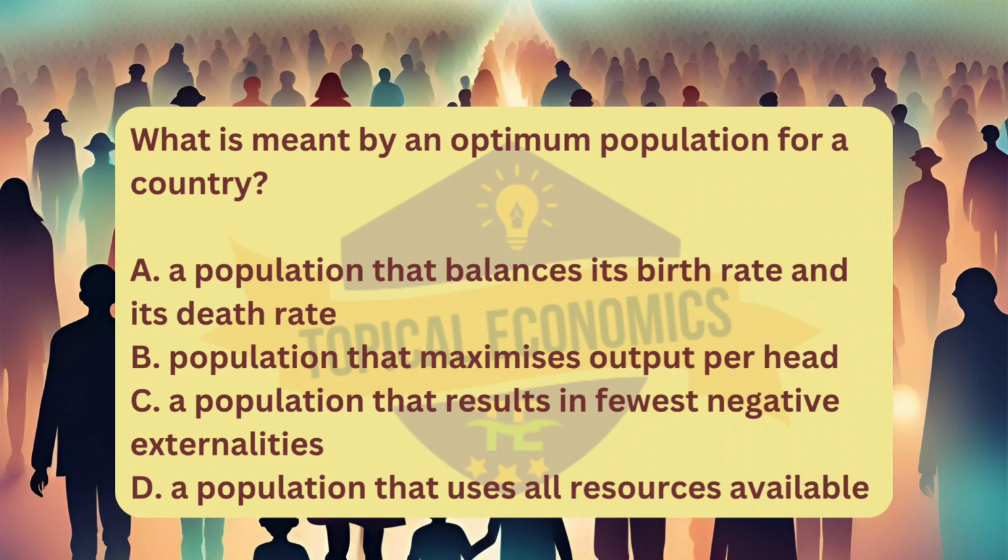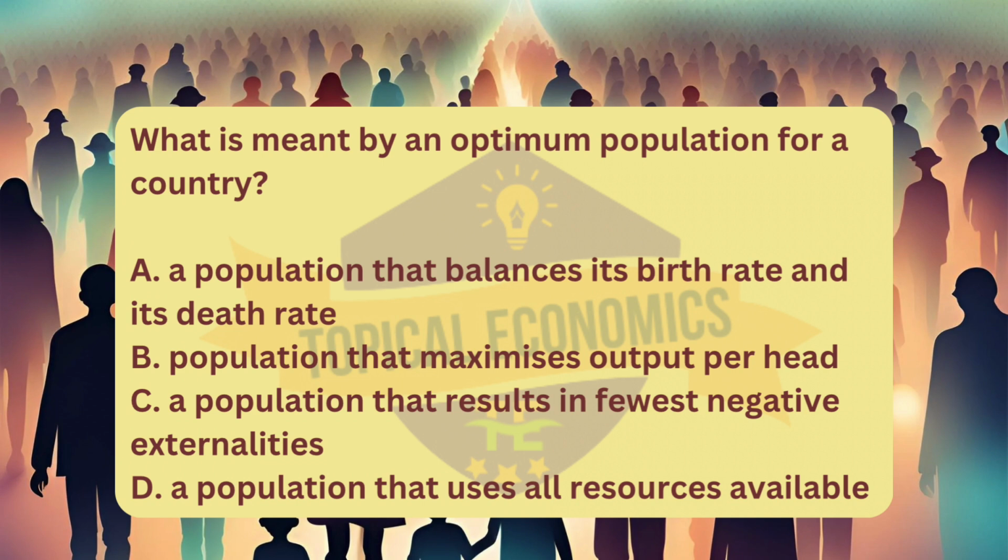Analyzing the other options. Option A, a population that balances its birth rate and its death rate, describes a stable population, where the population remains constant over time, not an optimum population. While a stable population might be a goal for some economies, it does not necessarily maximize economic output per person, which is the key idea behind the concept of an optimum population.